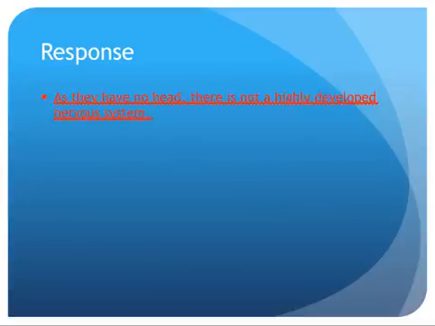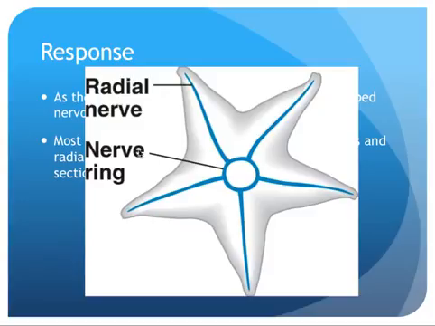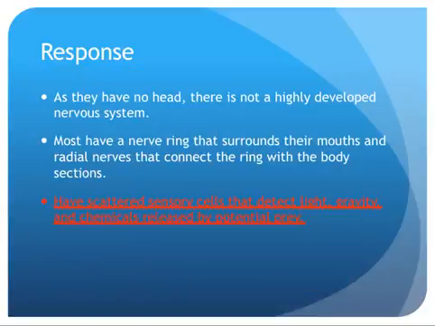They have no head in phylum Echinodermata. So as they have no head, there is not a very highly developed nervous system. They do have a nerve ring that surrounds their mouths and radial nerves that connect the ring with the body sections. So here's a picture of that, just a very simple diagram. Nerve ring, their mouth would be located on the underside right there, and then a radial nerve down each arm. Some echinoderms do have scattered sensory cells that detect light, gravity, and chemicals released by potential prey. Often these are located on the ends of the arms in sea stars.